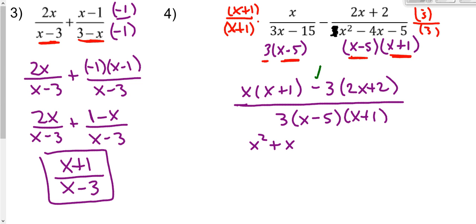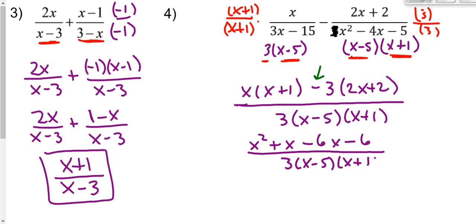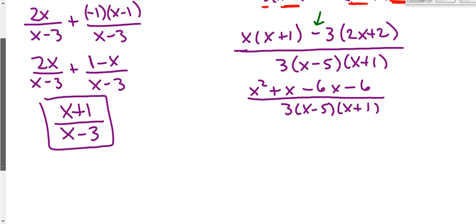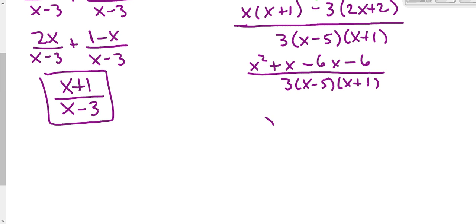Now this is a place where so many people mess up. They forget about the negative. So just be real careful with the signs. We would have minus 6x minus 6 over our common denominator. Let's combine the like terms. So we have x squared minus 5x minus 6 over 3 times x minus 5 times x plus 1.